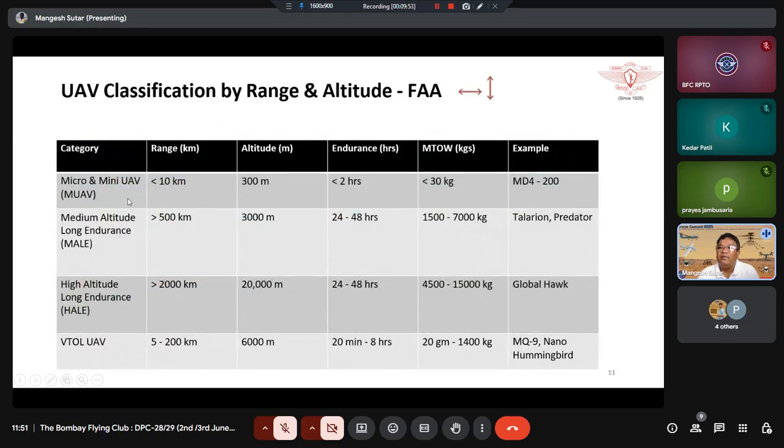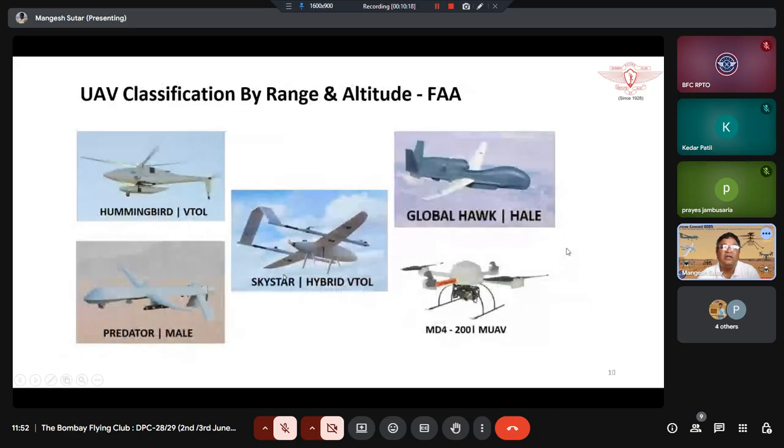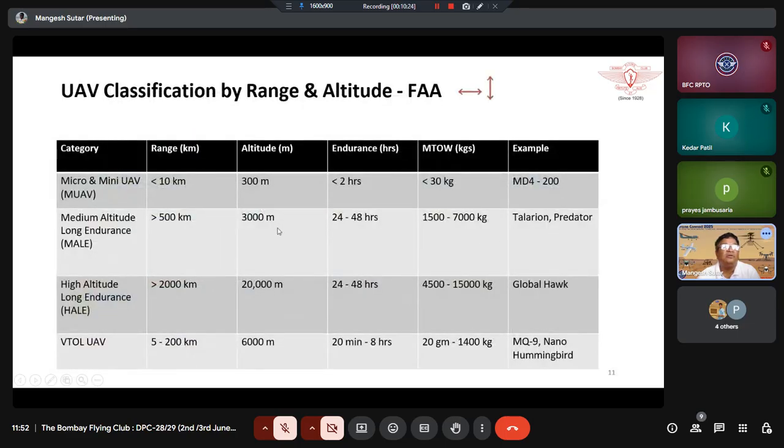Whereas MALE, medium altitude long endurance, has a range of more than 500 kilometers. It can fly up to 3000 meters, that means 3 kilometers. Endurance is 24 to 48 hours, whereas the maximum takeoff weight is 1500 to 7000 kg. An example is Teleran drones or Predator drones. These are big drones which have a huge payload. They are medium altitude, long endurance, because they are flying for 1 day or 2 days. Once they take off, they will be airborne for maybe 1 day or 2 days. That much endurance capacity they have.